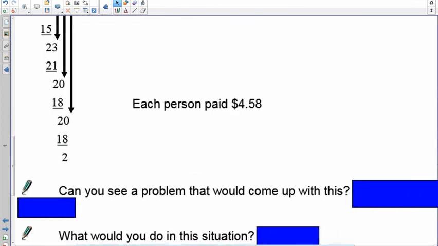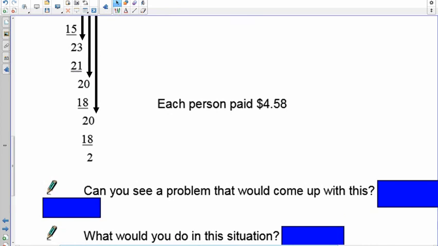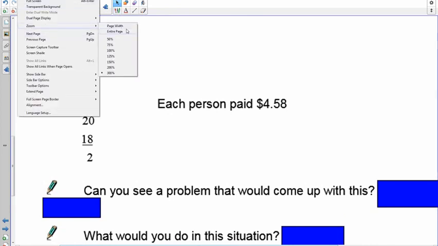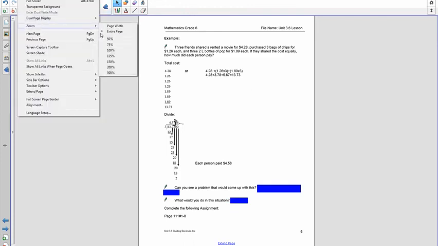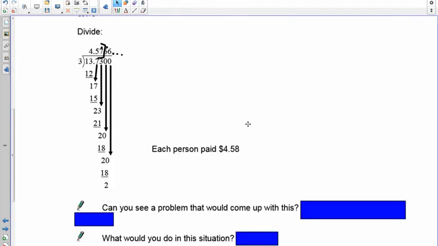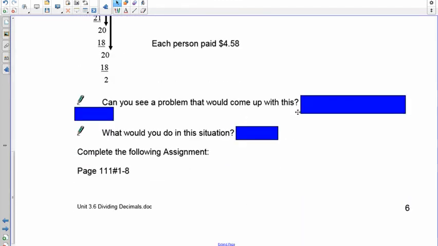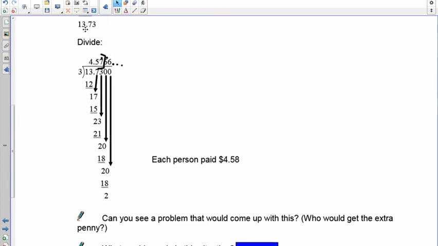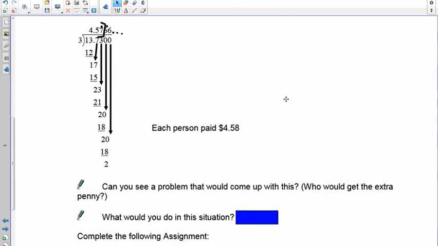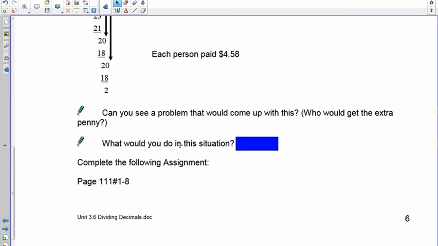Now, just as an aside, can you see a problem with this? I want you to take a look and do a little bit of quick math. You can use your calculator. If you did the math, you'll notice that we have a problem. $4.58 times 3 is actually $13.74. And that's because we rounded here. So someone's got to get the extra penny. What would you do in this situation? I'd steal the penny. All right?